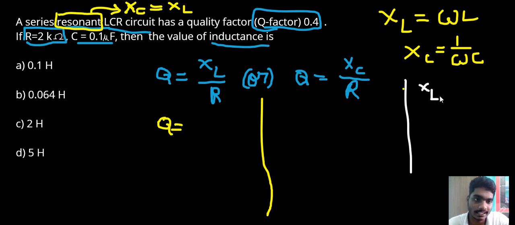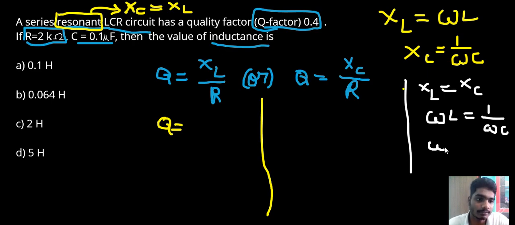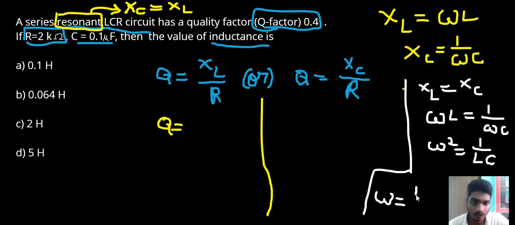So if XL is equal to XC, XL is omega L, which is equal to XC, and XC value is 1 by omega C. So from this, omega square is equal to 1 by LC. Taking the square root on both sides, we get omega is equal to 1 by root of LC.